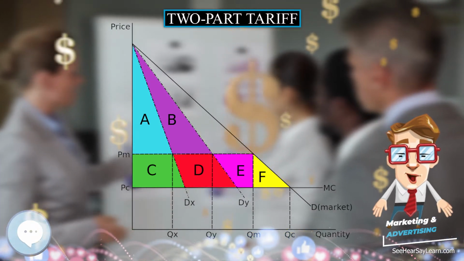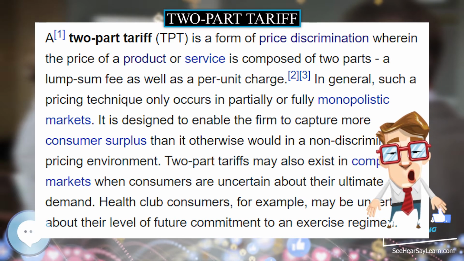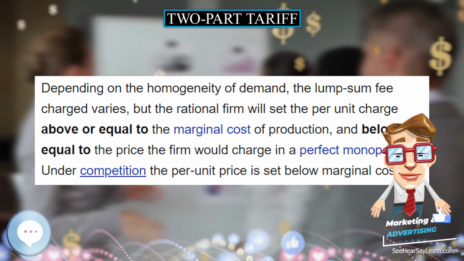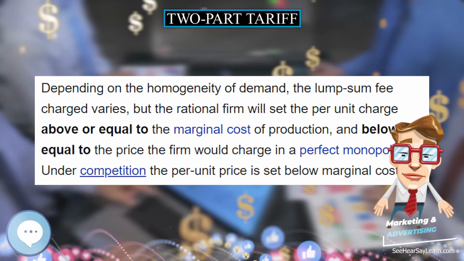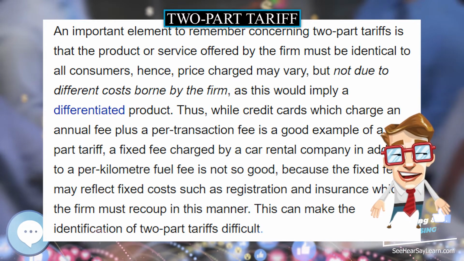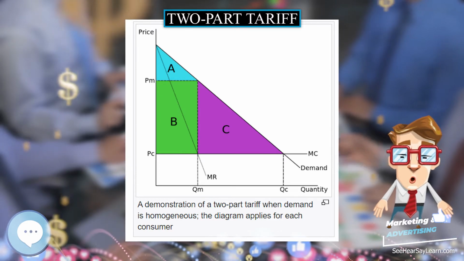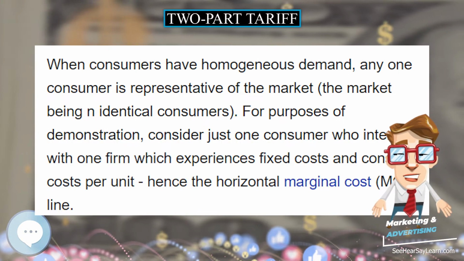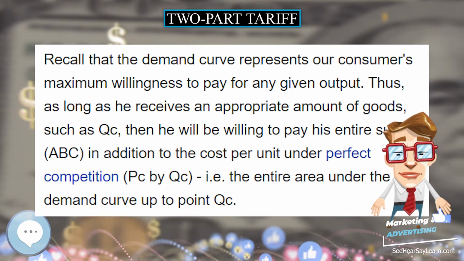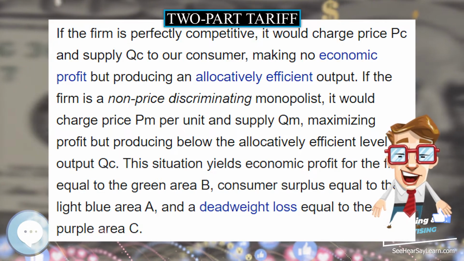A two-part tariff when consumer demand is homogeneous. When consumers have homogeneous demand, any one consumer is representative of the market being n identical consumers. For purposes of demonstration, consider just one consumer who interacts with one firm which experiences fixed costs and constant costs per unit, hence the horizontal marginal cost, MC, line. Recall that the demand curve represents our consumer's maximum willingness to pay for any given output.